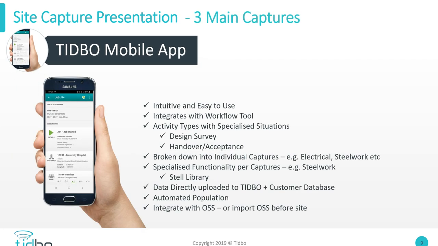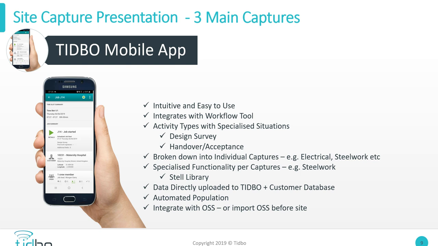So now let's look at the mobile app. The app itself is very intuitive and easy to use. It integrates with the workflow tool. So wherever in the workflow there are actual site activities, these are automatically assigned to the relevant person under whatever the assignment rules are. And we'll look at workflow separately, not in this particular demonstration. The activity types will have specialization. For example, you will have design surveys, and we can have multiple different design survey templates easily set up. Also, for example, handover and acceptance, and every operations event as well.